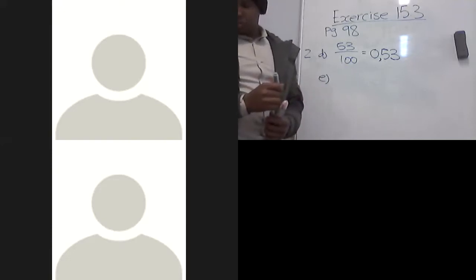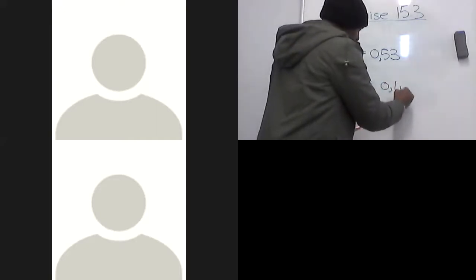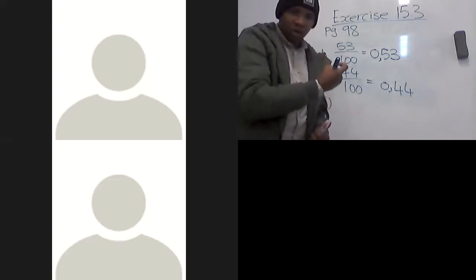E, 44 over 100. Using the same principle, this will be 0.44. Okay, and F is the last one. I have a question for you. Why is it not 'zero point forty-four', only 'zero point four four'? That's how we should pronounce it, because that tells you each of the digits after the comma represents a tenth more. I'm going to get back to that question, okay? Let's do F, and then I can erase everything and go back to that question.